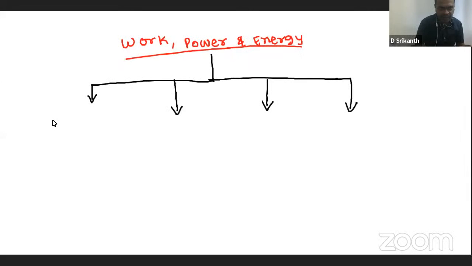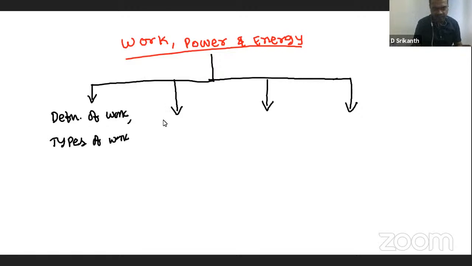Firstly, we are having the definition of work, and then types of work. And thereafter, we are having the different forms of energy. Mainly, we'll read about kinetic energy, potential energy, and different forms of potential energy.